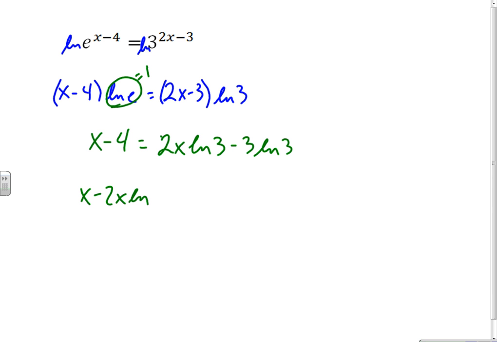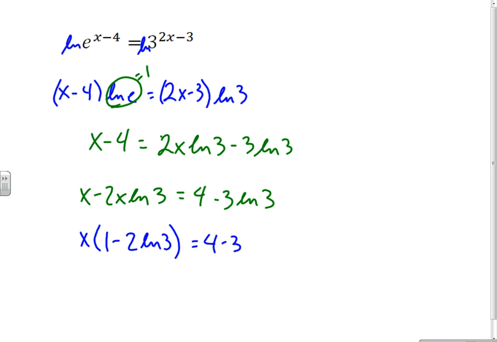So I'll move this over by subtraction, and then I'm going to get 4 minus 3 natural log of 3. If you wrote that as negative 3 natural log of 3 plus 4, that's okay too. Factor out the x, so I get 1 minus... don't not write the 1. Quick ways to get a 4.5 for being careless.